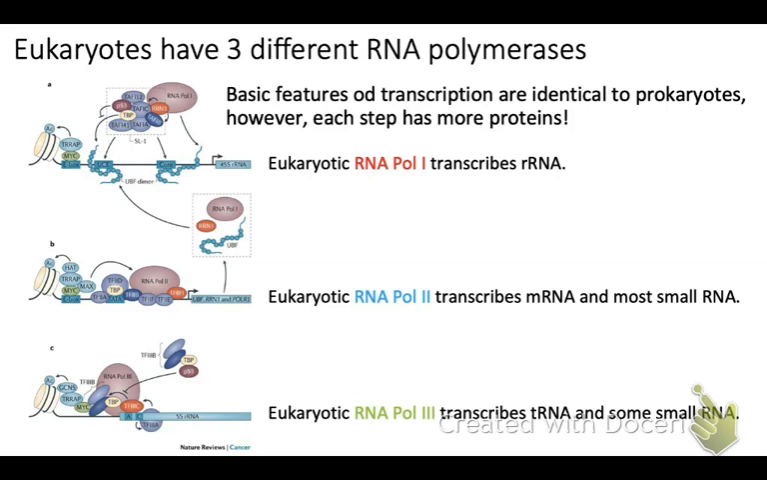But for the 3 polymerases, Pol1 transcribes ribosomal RNA, Pol2 transcribes mRNA, this is the one that we talked about earlier, and most small RNA. Small RNAs are usually regulatory RNAs. And then Pol3 transcribes tRNAs, which we talked about in class today, and we will talk about them again on Friday in translation, and some small RNAs. So 3 different polymerases, 3 different sets of promoters that they recognize, and different types of RNAs that are produced.